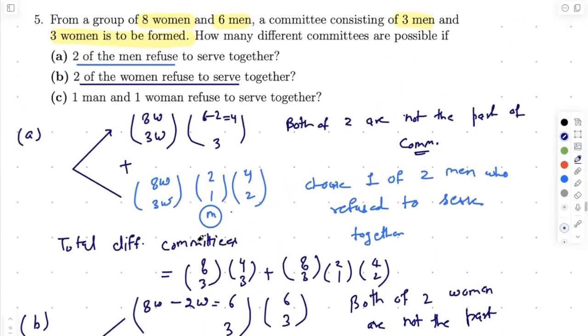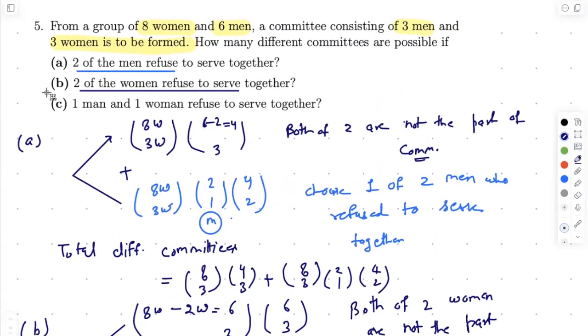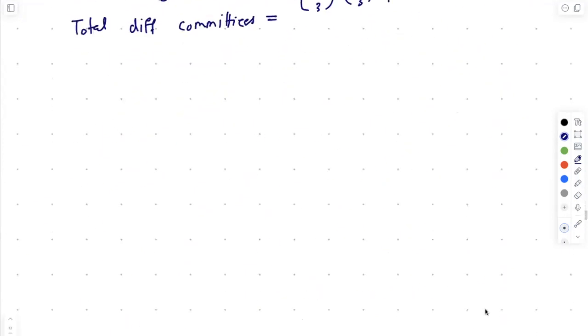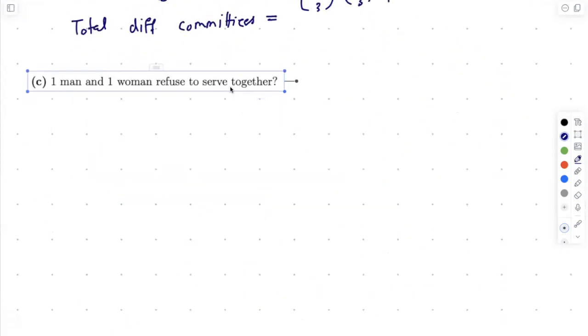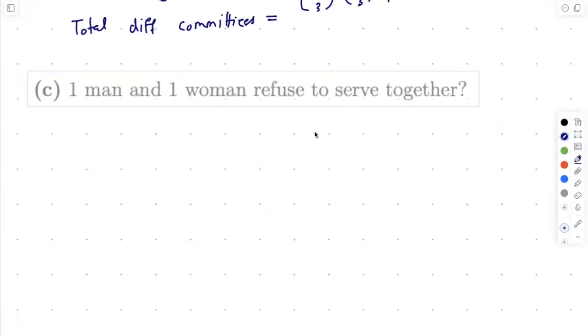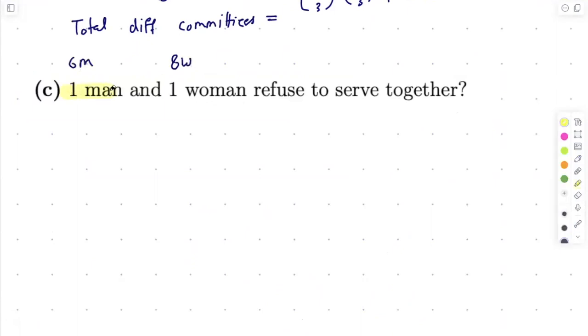Now there is a C part also for the same question. In the C part, there were 8 women available. There were 6 men available. And out of these, one man and one particular woman refuse to serve together.